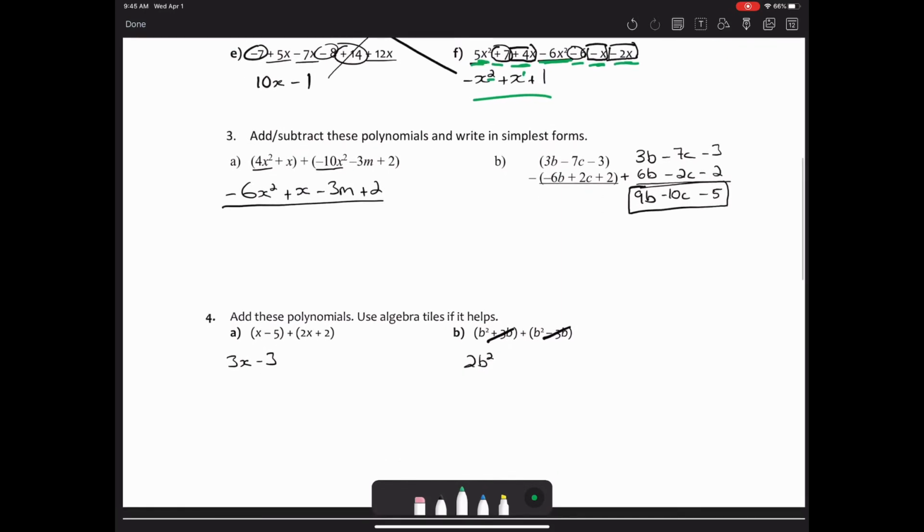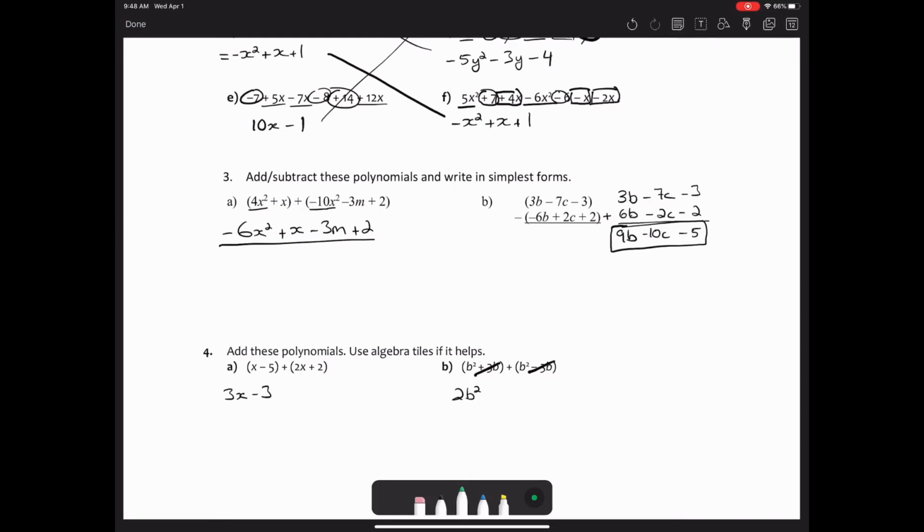Next one, adding and subtracting. First one, remember with adding we can just remove the brackets and combine the terms, or we can just ignore the brackets in this case. So this one I just had my x squareds, 4x squared minus 10x squared is -6x squared. I got positive x, and this one's a 3m, right? So I can't combine those ones, they're not like terms, so I just have to write out my x and write out my m, and then I have my +2 here.